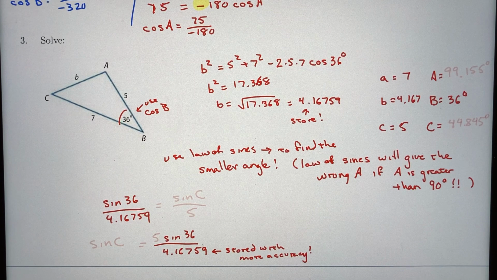I want to find the smaller angle. Okay, so let's find the smaller angle, angle C. All right, whatever. C turns out to be 44.845 degrees, and subtracting from 180, sure enough, A was bigger than 90 degrees, so it would have given me an error message when I tried to do it. Not an error. It would have given me 81 degrees, which isn't right.